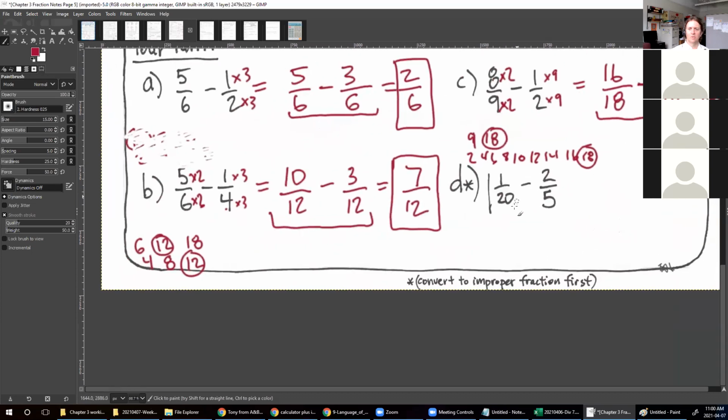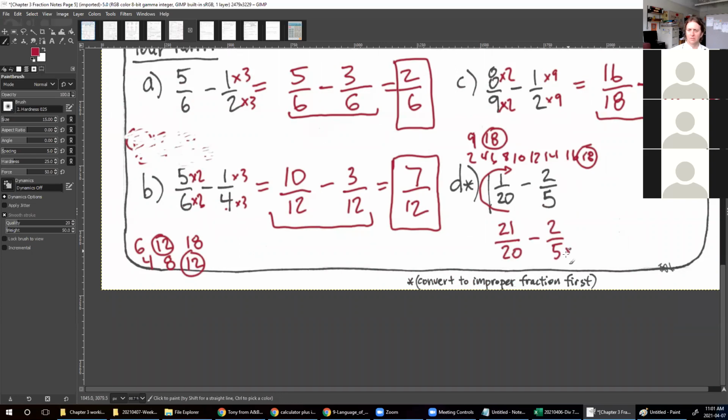And again, the last one, I'm going to convert this to an improper fraction. So 20 times 1 is 20, plus 1 is 21 over 20, minus 2/5. What would be the lowest common denominator? It's going to be 20. I can tell right away. 5, 10, 15, 20, and this is 20.